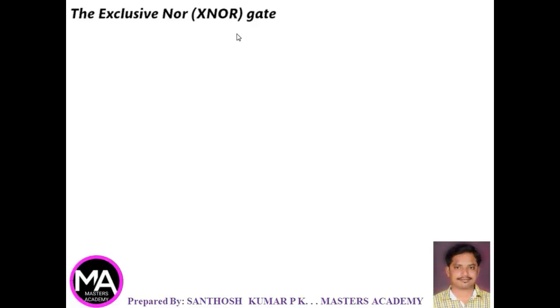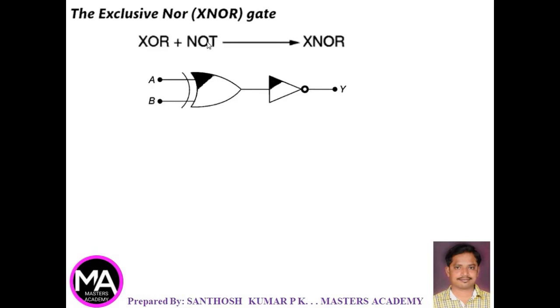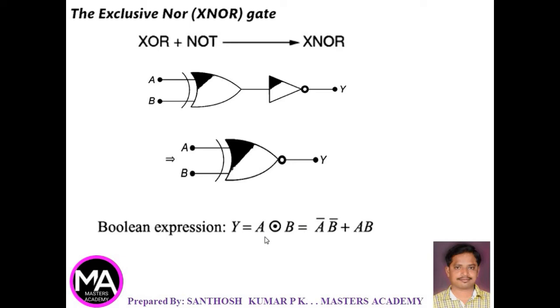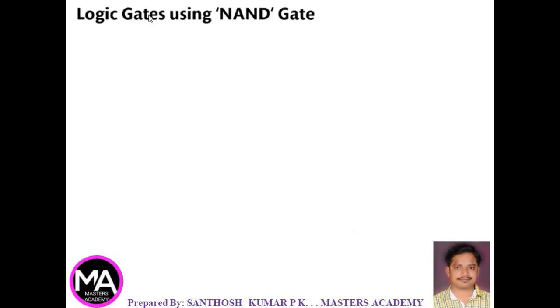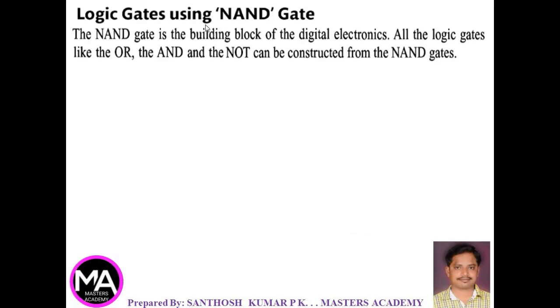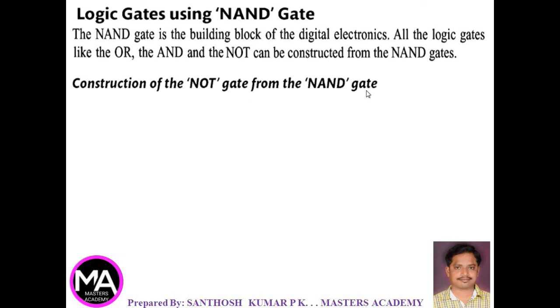Next, exclusive NOR gate. XOR plus NOT gives XNOR. The symbol is as shown here. So the Boolean expression is Y is equal to A XNOR B, that is A complement B complement plus AB. Now, logic gates using NAND gate. The NAND gate is the building block of digital electronics. All the logic gates like the OR gate, the AND gate and the NOT gate can be constructed from the NAND gates.